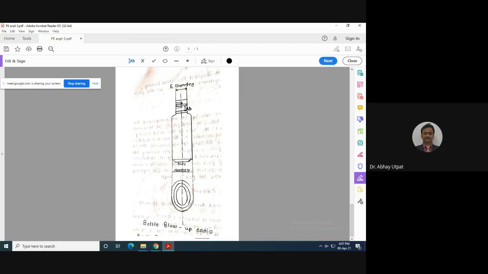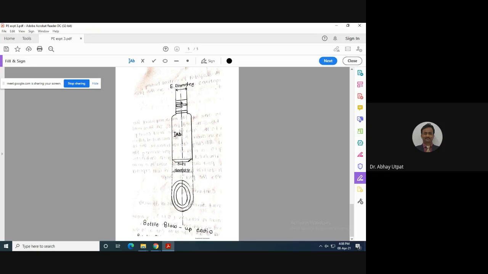If the parison diameter is 2 centimeter and the bottle will be produced with diameter 4 centimeter, then blow ratio is equal to 4 by 2. It will be 2. I hope you are getting my point. Blow ratio is the final bottle diameter or mold diameter, it may be the same, neglecting the thickness, divided by parison diameter. The parison diameter is less and the bottle diameter is more, so the figure will definitely be more than 1. That's why blow ratio varies from 1.5 to 3.